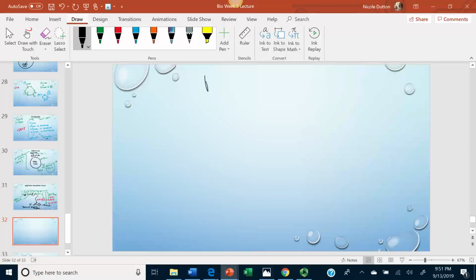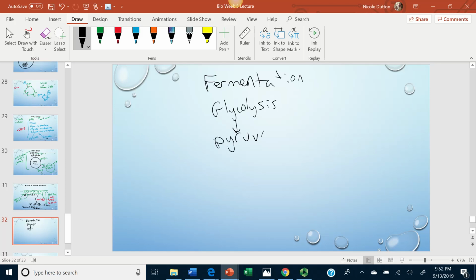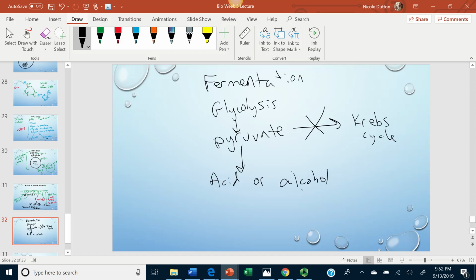So fermentation: we go through glycolysis, we produce our pyruvate, and instead of pyruvate going to the Krebs cycle, pyruvate actually gets converted to an acid or an alcohol plus carbon dioxide. There's different acids that can be produced depending on the organism, but for people, this is lactic acid.